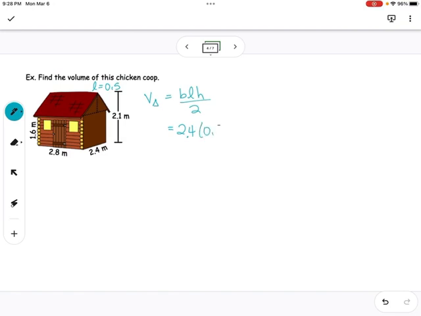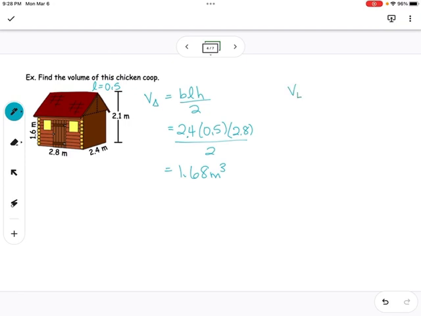So times 0.5. And the height is this part here, which is 2.8. So 2.4 times 0.5 times 2.8 divided by 2 gives us 1.68 meters cubed as the volume of the triangular prism.